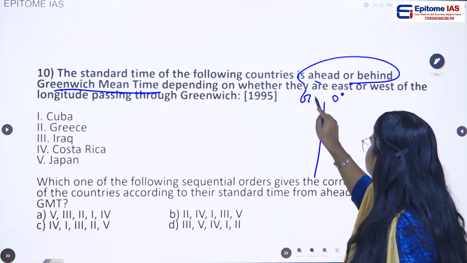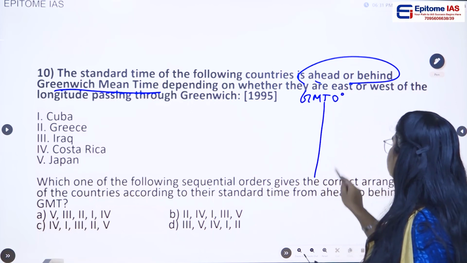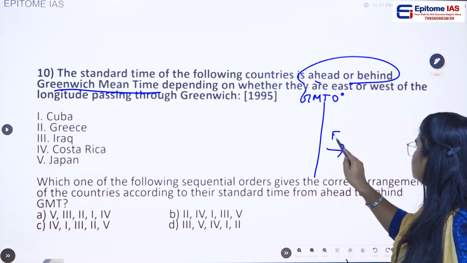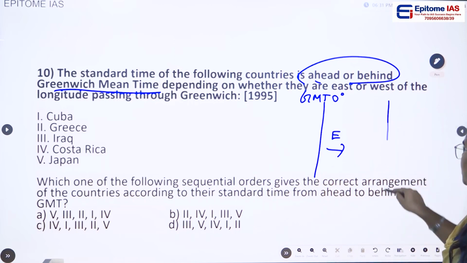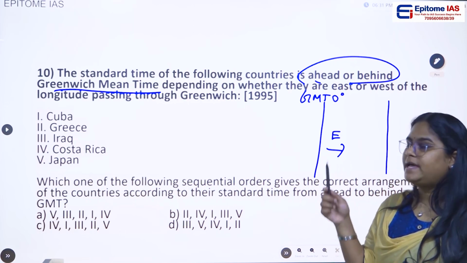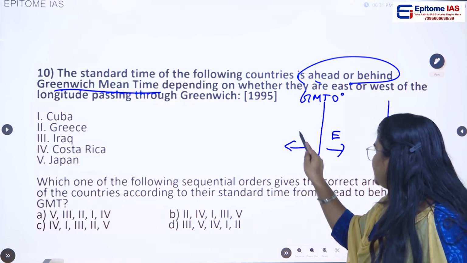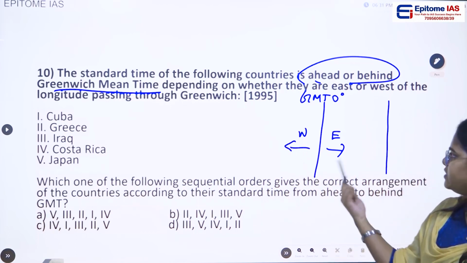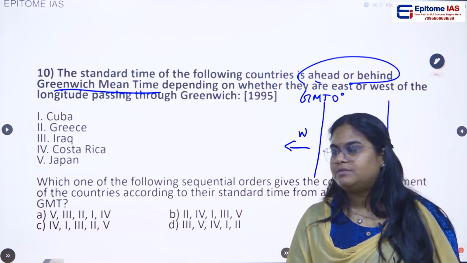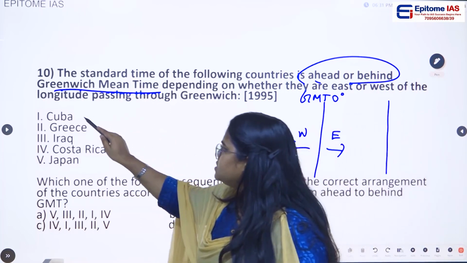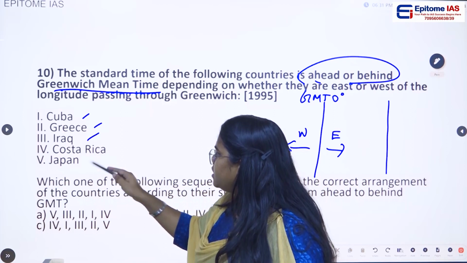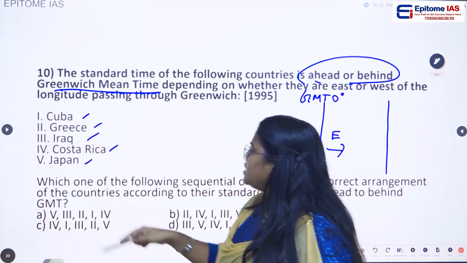We know that this is the GMT, Greenwich Mean Time. When you are going towards the east, the people who are living on the eastern side of the GMT are going to have the time which is ahead of the GMT. When you are going towards the west, they are going to have the time which is behind the GMT. So they have given some locations like Cuba, Greece, Iraq, Costa Rica, and Japan.